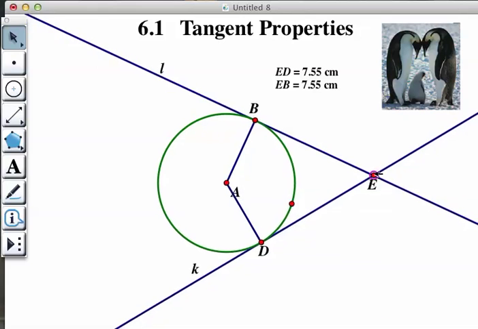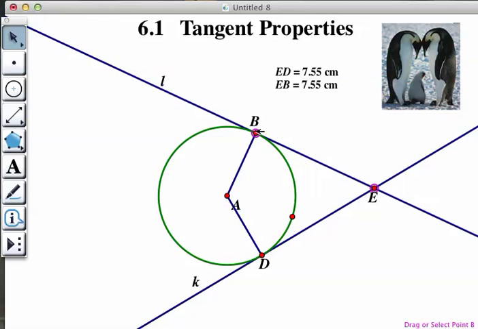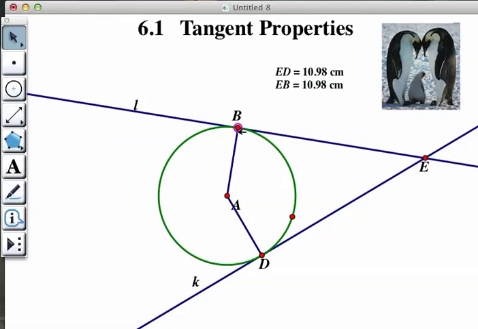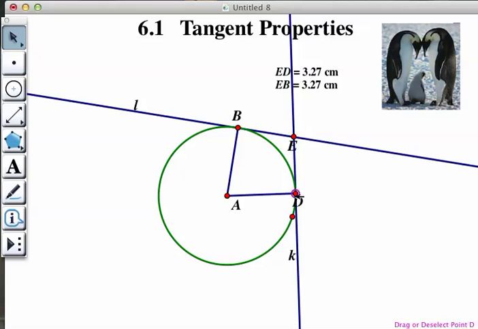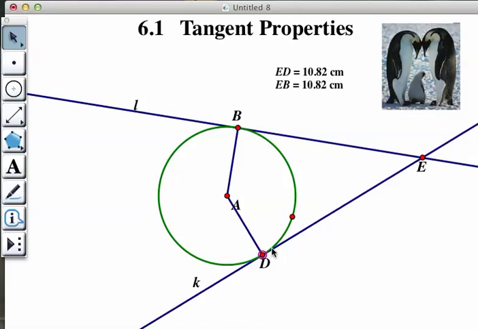Now it doesn't matter where I move point B. If I move point B, the tangent line L intersects this other tangent line a little further away. But these segments are still going to be congruent. If I move D back up, same thing. Doesn't matter how close they get, how far away they get. Any two tangent segments from the same point outside a circle will be congruent.